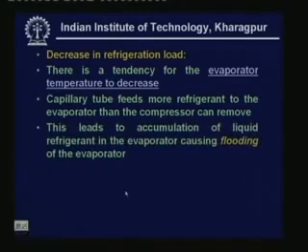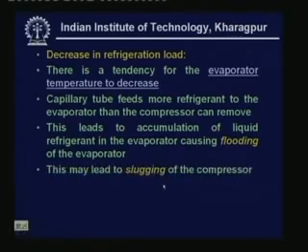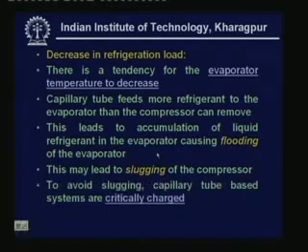So, this leads to accumulation of liquid refrigerant in the evaporator, causing flooding of the evaporator. This may lead to slugging of the compressor, and as you know, slugging of the compressor is dangerous and it should be avoided, otherwise the compressor may get damaged. So, to avoid slugging, capillary tube based systems are critically charged. So, what do we mean by critically charged system?